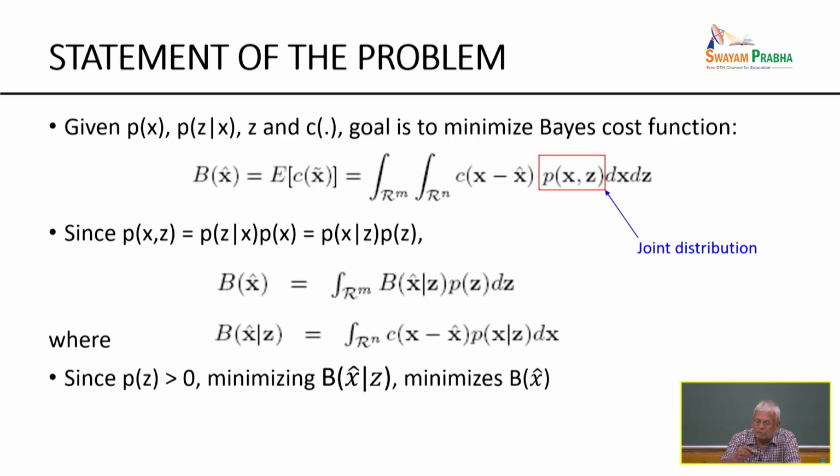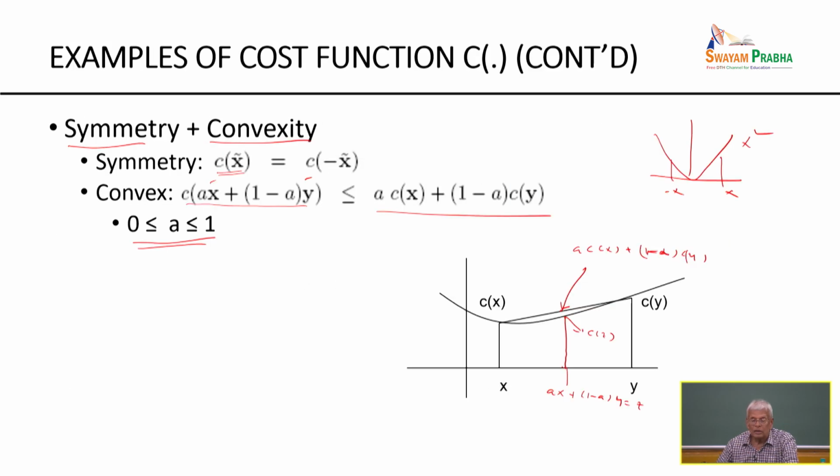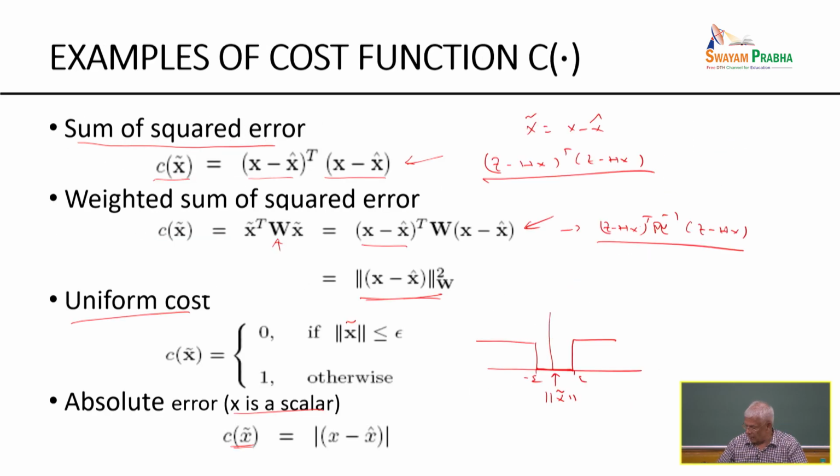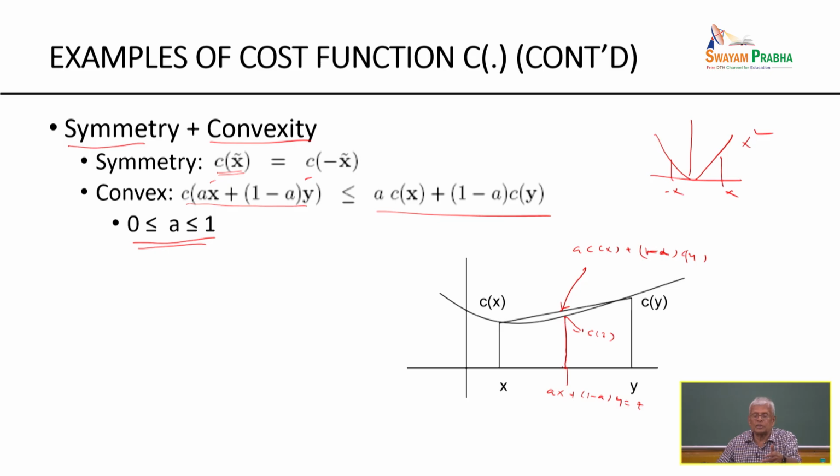So all the players are in place. So we are going to formulate the problem. P of x is the prior, P of z given x is the conditional distribution, z is the observation that is already obtained, I have the sample, C is the cost function, I have already chosen the cost function. So the choice of the cost function, I already talked about, there are at least 4 different choices. The general rule is the cost function will be symmetric and convex.